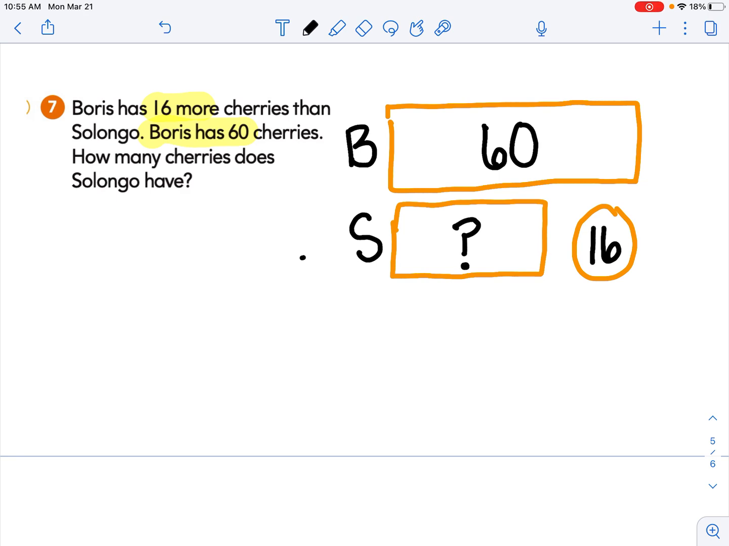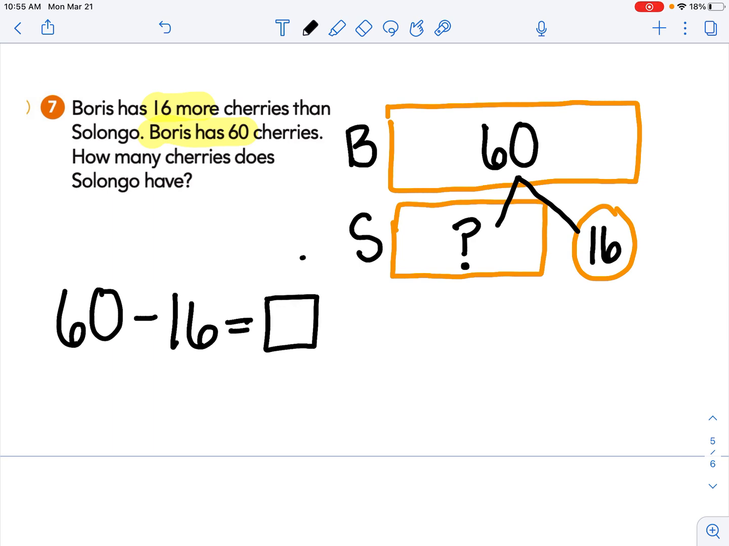How many cherries does Salango have? We're trying to figure out how many he has. So again, think of this either as an addition or subtraction problem because 60 is your total. You could take your total minus your partner to equal your other partner, or we could count up from 16 until we get to our total, which is 60. I'm going to do the subtraction method because I think I can do this in my head.